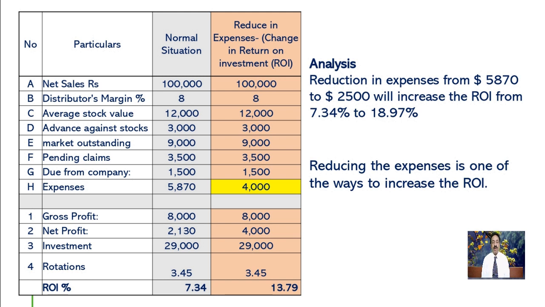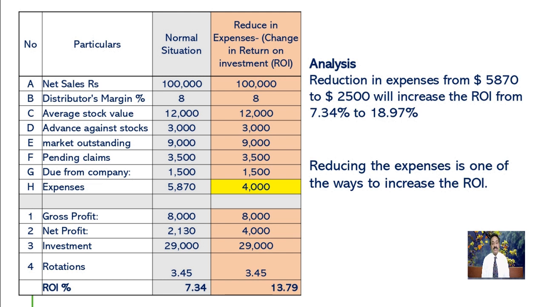So first what we have done, we increased the turnover, ROI increased. We increased the margin, ROI increased. Now in this sheet, if you see the sheet, in this I reduce the expenses. By reducing the expenses, how the profitability changes.